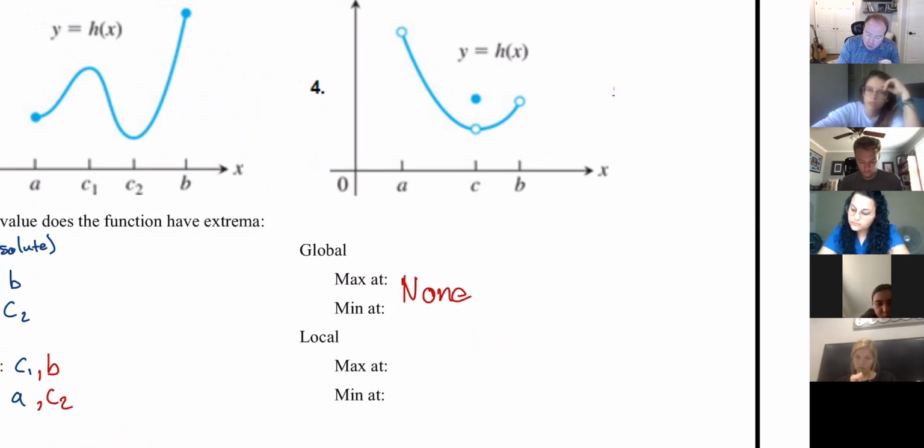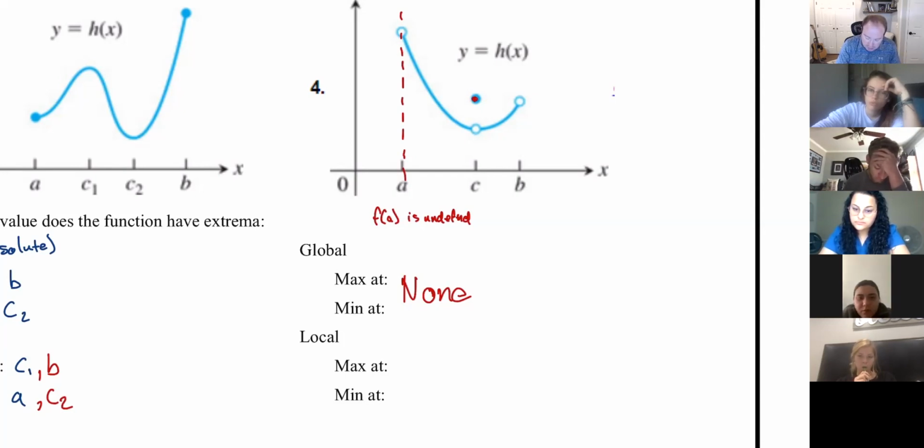No. Notice the function's not defined here at A. So f of A is undefined. The graph does not exist above A. If you were to draw a vertical line, there's no graph. So the value has to, of course, be defined. It'd be C. There would be a local maximum indeed at C.